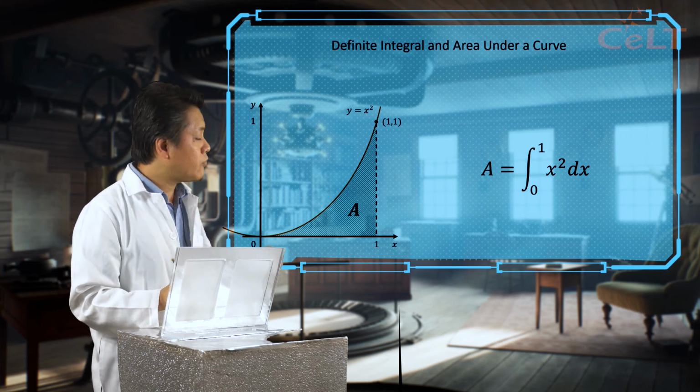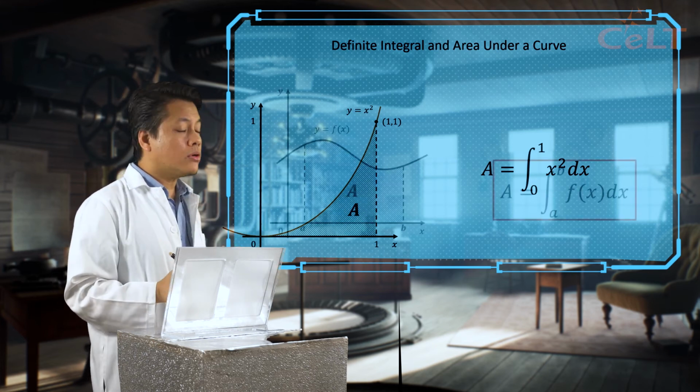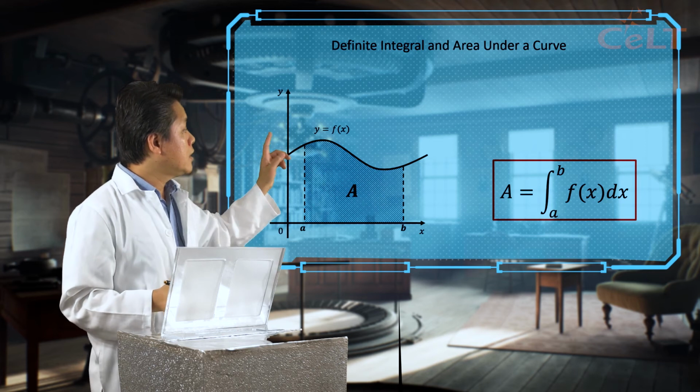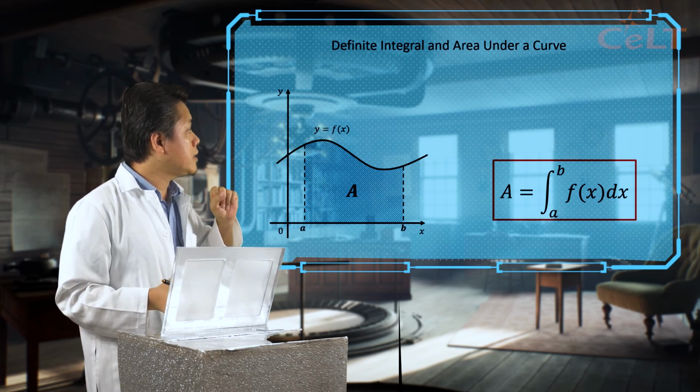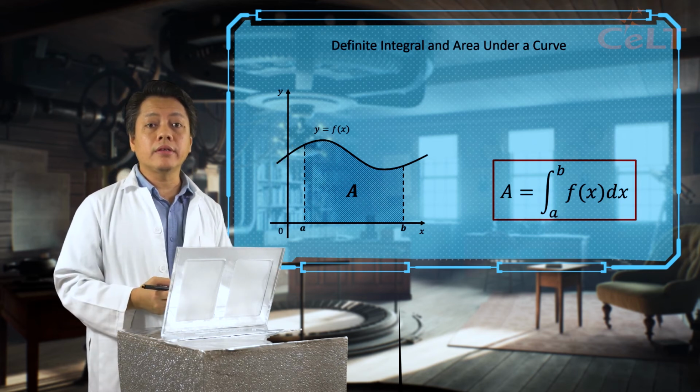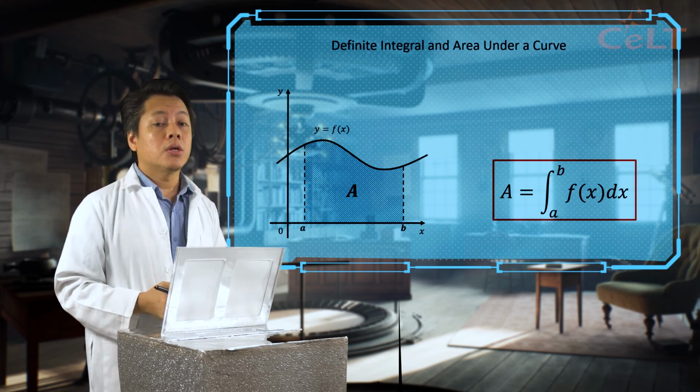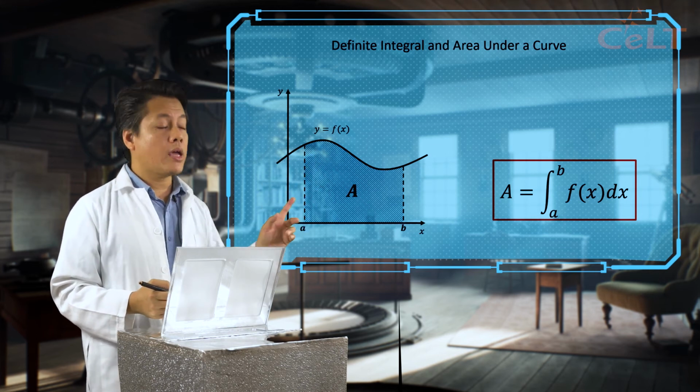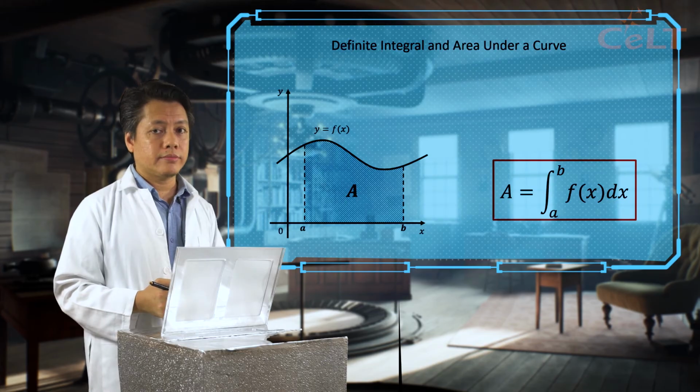And in general, if we have a curve f(x) and we want to find out the area below the curve between x equal to a and x equal to b, then we perform definite integral of that function within the boundary condition of x equal to a and x equal to b. And it is called definite integral because of that boundary condition.